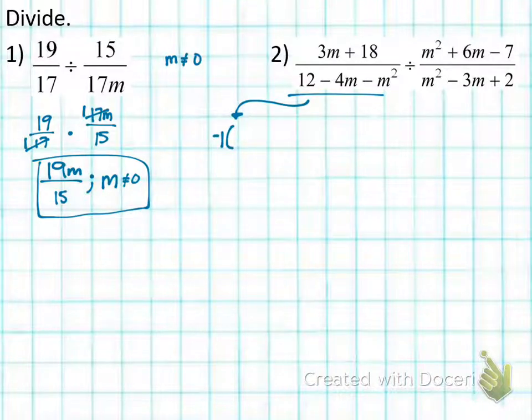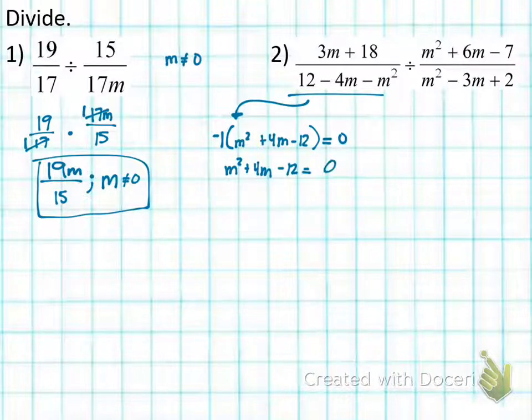So it's going to be m squared plus 4m minus 12 equal to 0. On this one, I'm going to divide both sides by negative 1, so we have m squared plus 4m minus 12 is still equal to 0. Factor the left side. If I do an x box, I get m plus 6 and m minus 2 is equal to 0. Zero product property: m plus 6 is equal to 0.